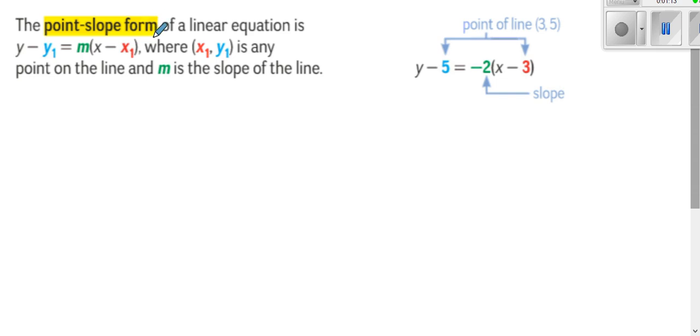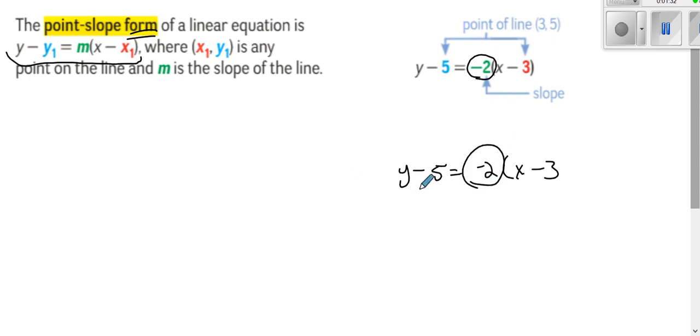Point slope form is similar. I don't use this one as often. Point slope form is y minus, right, in this case, y minus 5 equals negative 2 times x minus 3. Notice here's what it looks like over here with the variables. It's telling you that there's a slope right here. This number that's right there is your slope. And so if you're looking at an equation and it's in this form, that number is going to be the slope. So the slope of this line is negative 2.